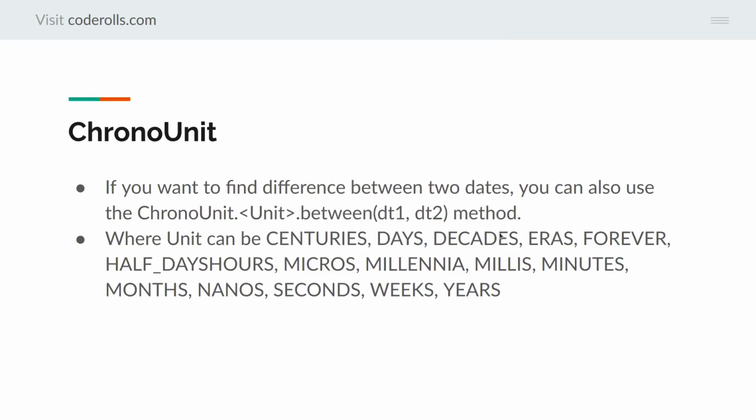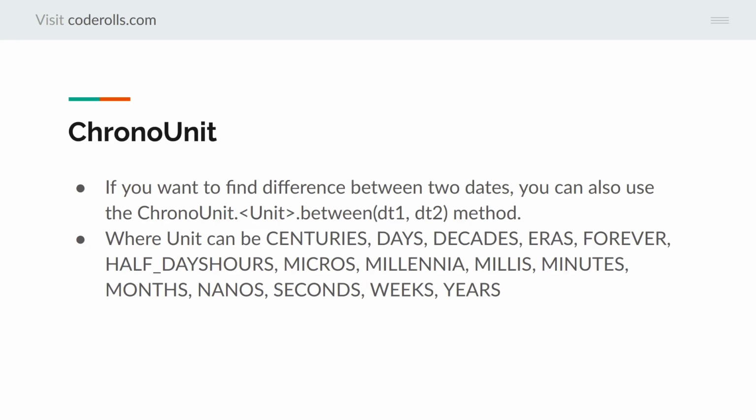Welcome back. In the previous video we have seen how we can calculate the difference between two dates or times using the Period class or Duration class. This time we will see an enum, and it is ChronoUnit. We can use the ChronoUnit.between method to calculate the difference between two dates or two times.